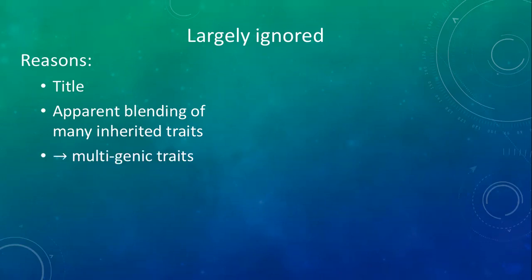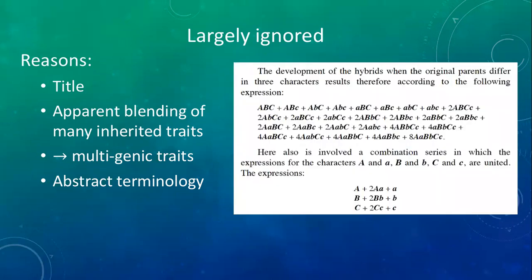Now, today we know that this is actually the case because most of these traits are shaped by multiple genes, so they are multigenic traits. But of course, this took a while to figure out. Now, one reason which I read on a few pages was that it was also ignored because he used very abstract terminology, which was very difficult to understand. So this is just a small bit from the English translation of his paper. And you can see he used a very math-like notation.